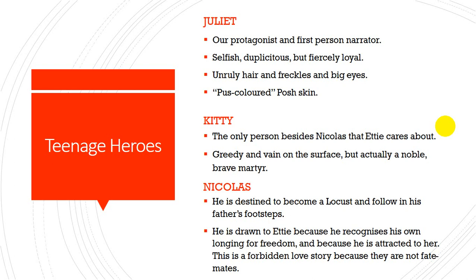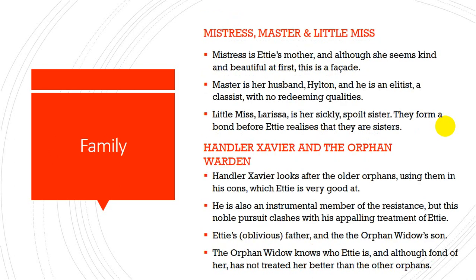He's a Mangerian and part of the elite, but he's drawn to Edyth because he recognizes his own longing for freedom in her, and because he's attracted to her. So there is this forbidden love story that weaves through the story. Mistress, Master, and Little Miss.